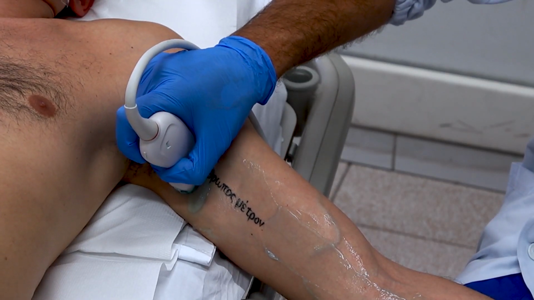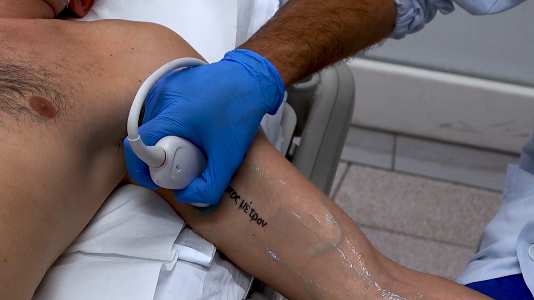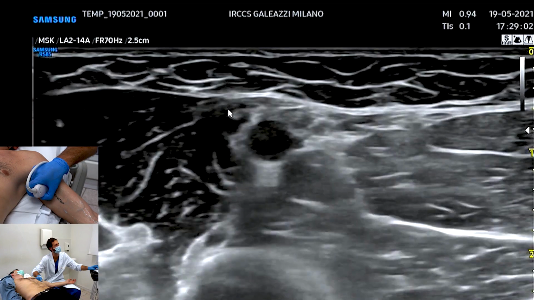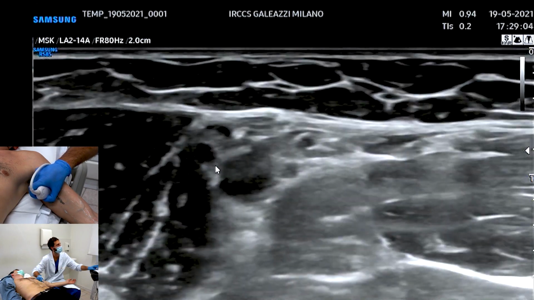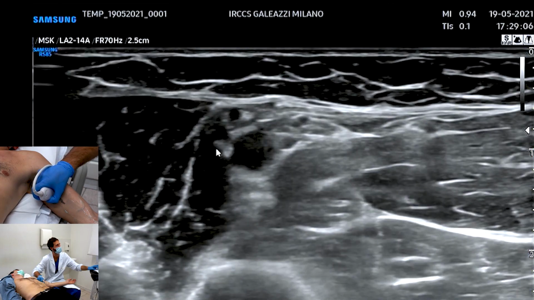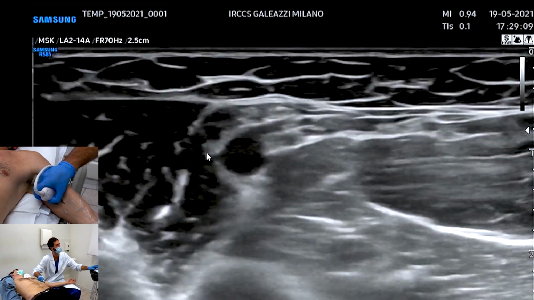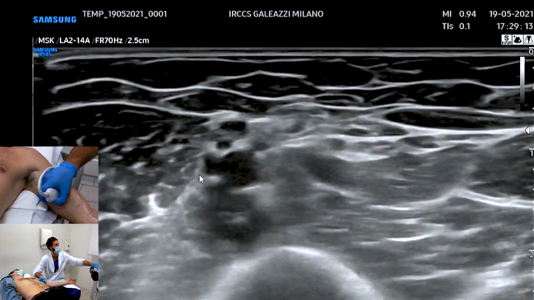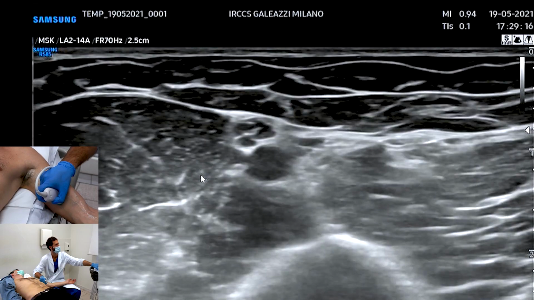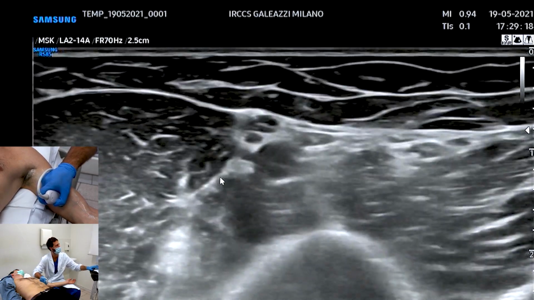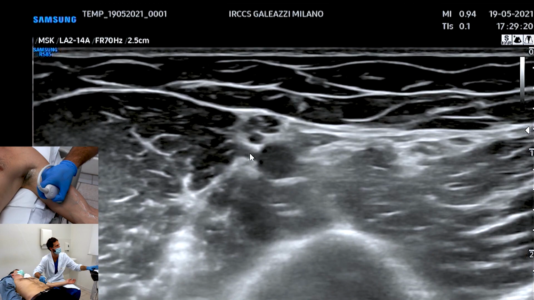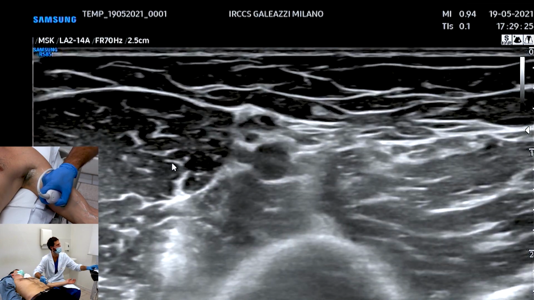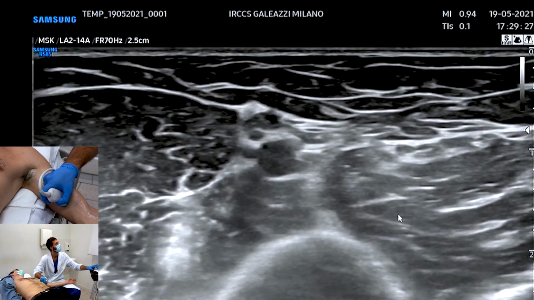Then we can slide the probe to follow our nerve with the brachial artery in the medial aspect of the anterior compartment of the upper arm, where the median nerve and the brachial artery enter the bicipital fossa. As you can see in this image, the nerve and the artery have on the lateral aspect the biceps muscle, and on the medial aspect the brachialis muscle.